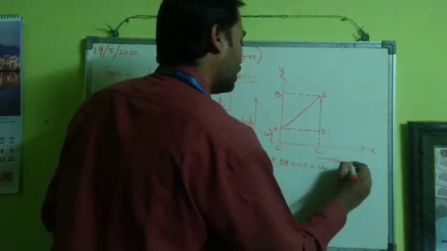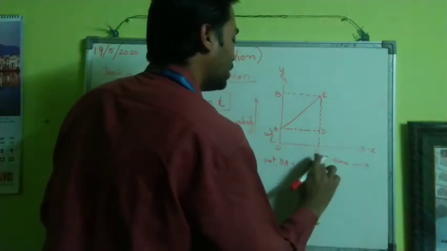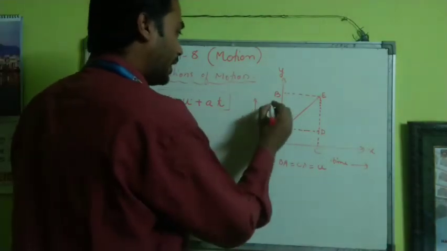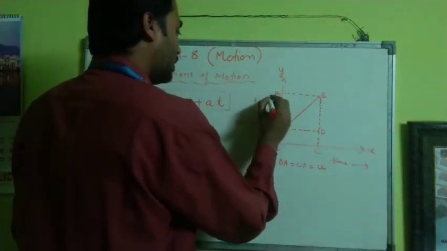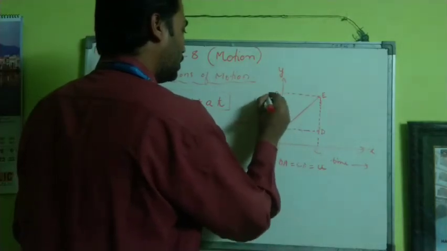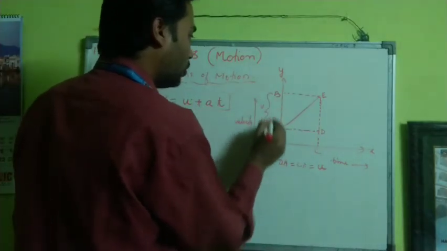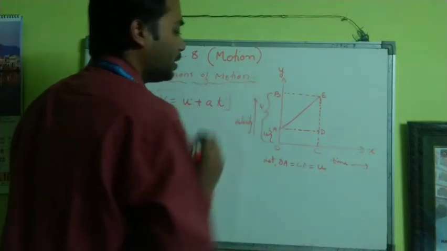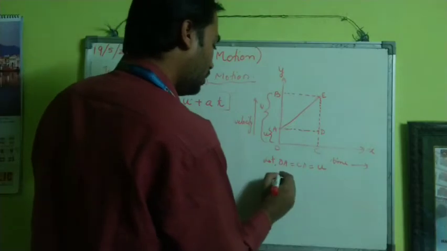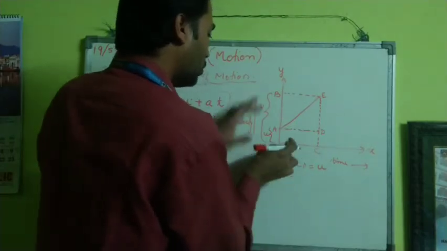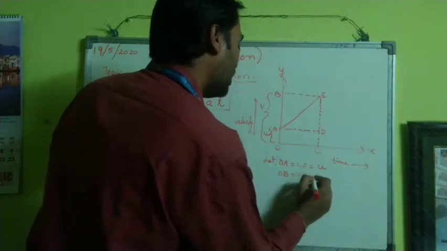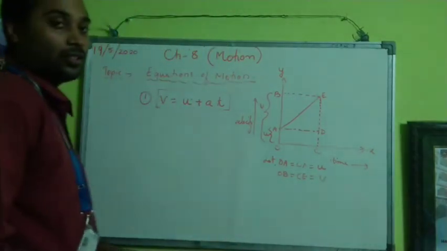Right here, time along the x-axis. Now from O to B, we can consider this as the final velocity. From point O to B we will consider this as final velocity. So we can write OB equals CE equals the final velocity.